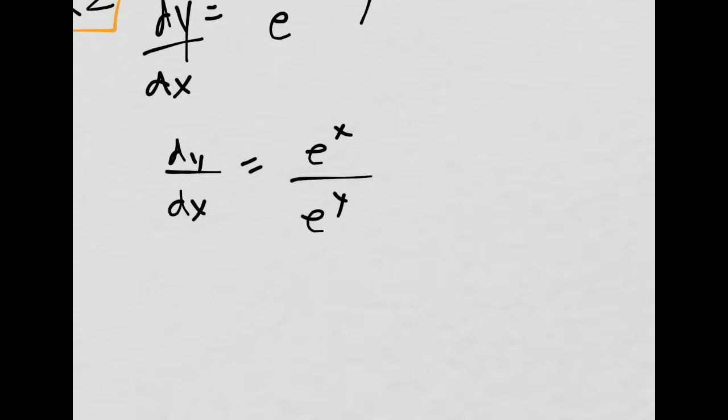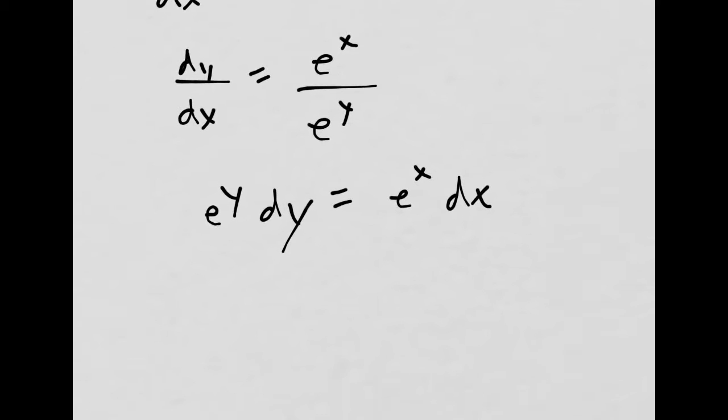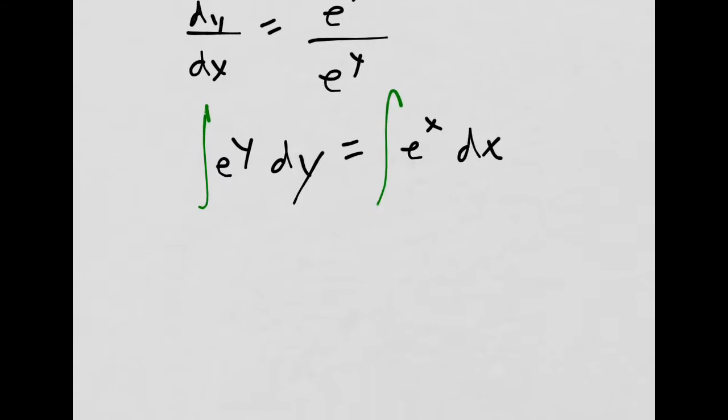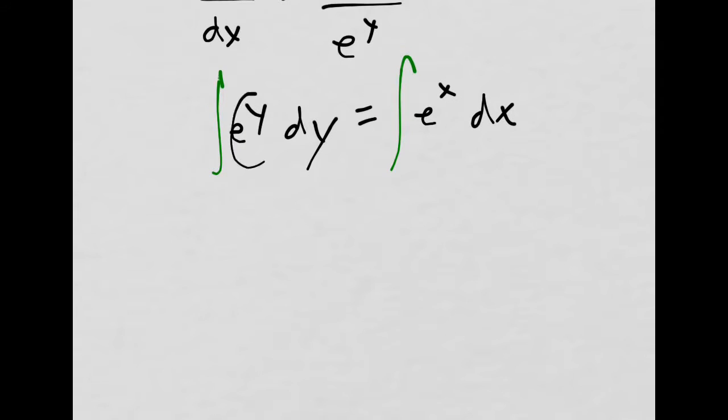I'll multiply both sides by e^y, so I get e^y on the left side, dy. And I'll multiply both sides by dx, and I get e^x dx. So we've separated the variables in the dy and the dx, and we take the antiderivative, which is just taking the indefinite integral. The antiderivative of e^y is just e^y.